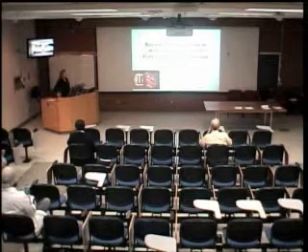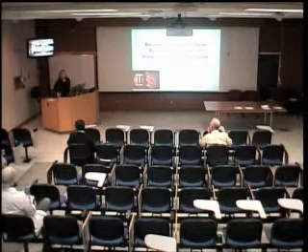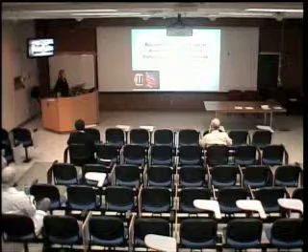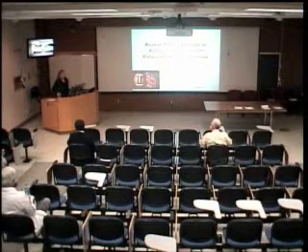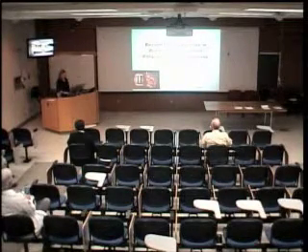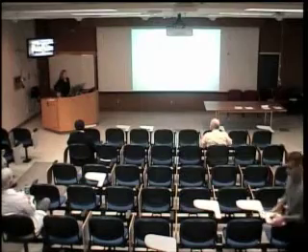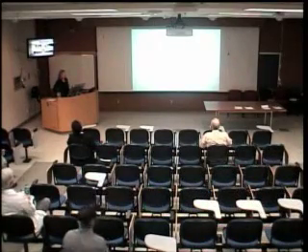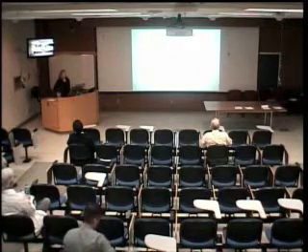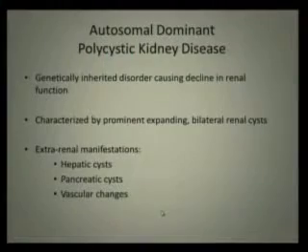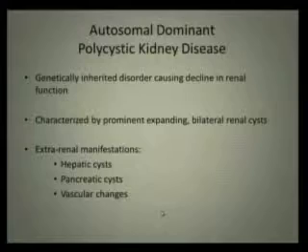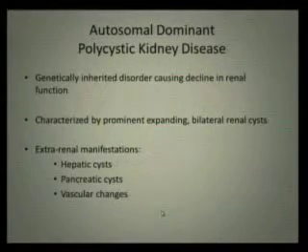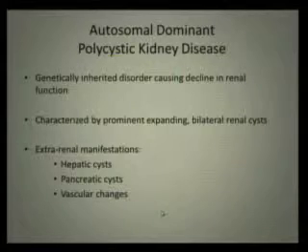About recent developments in autosomal dominant polycystic kidney disease, and I'll refer to that as ADPKD during this talk. This is a genetically inherited disorder that causes a decline in renal function. It's characterized by very prominent expanding renal cysts that are usually present bilaterally. You can also have extra renal manifestations of hepatic cysts, pancreatic cysts, and vascular changes.